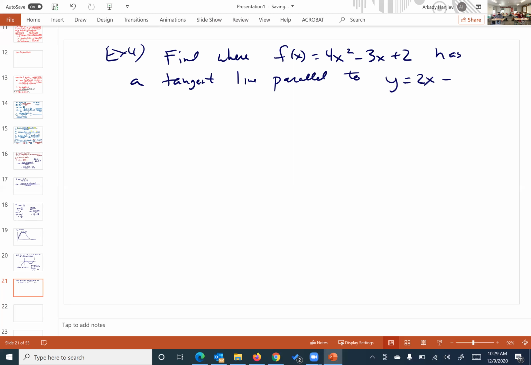Okay, so getting off the horizontal tangent line, I want to figure out where this guy has a tangent line parallel to 2x plus 3.